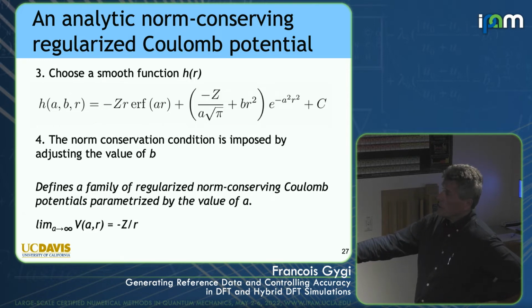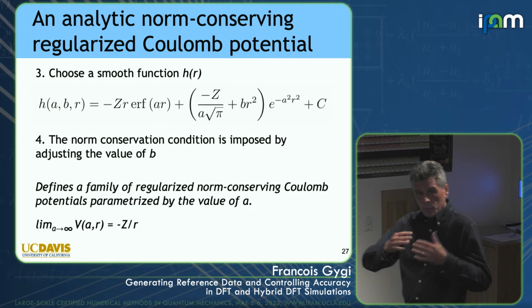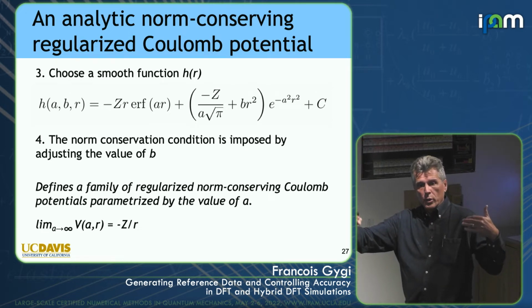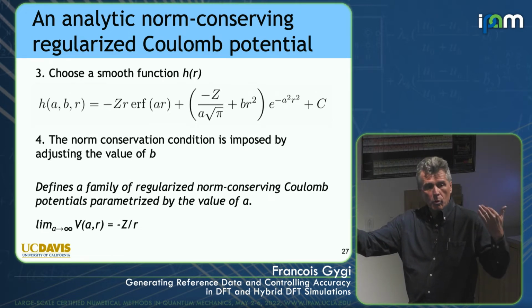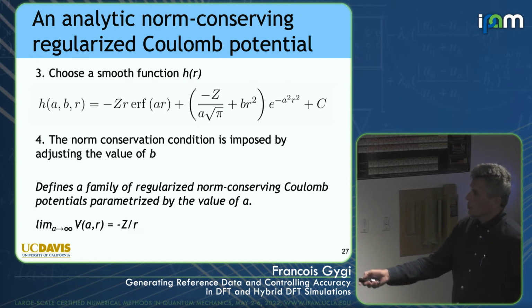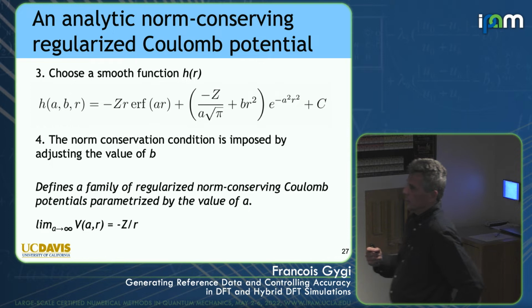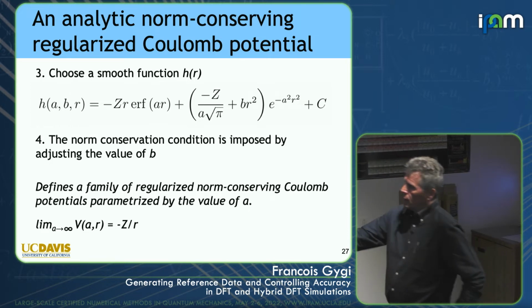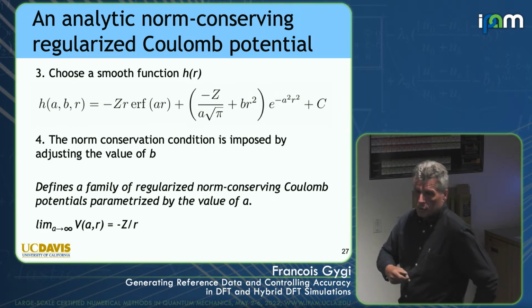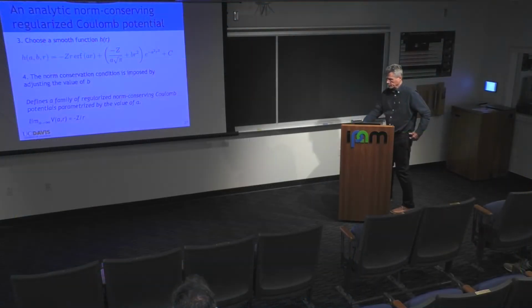On the other hand, we have this a here that basically determines the range in which our potential is different from Coulomb. So we have a family of regularized norm-conserving Coulomb potentials that's analytic, parameterized by the number a. And if you take this number and push it to infinity, you recover the Coulomb potential.